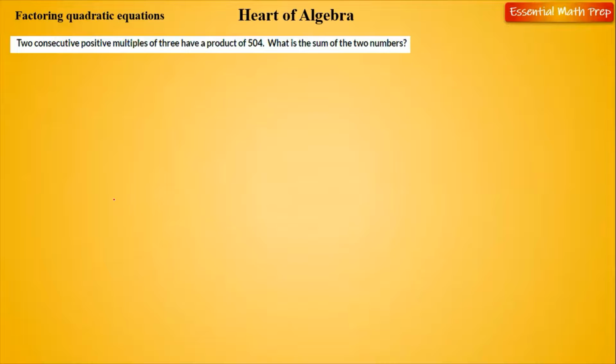All right, 2 consecutive positive multiples of 3 have a product of 504.